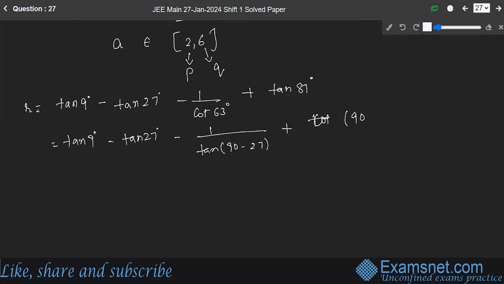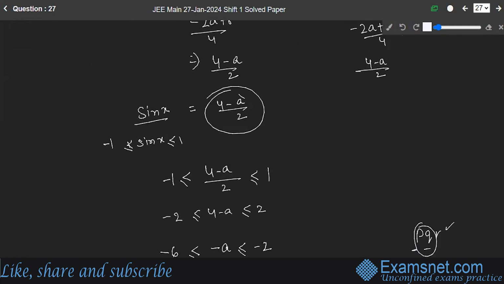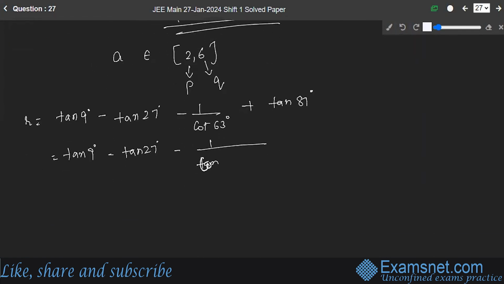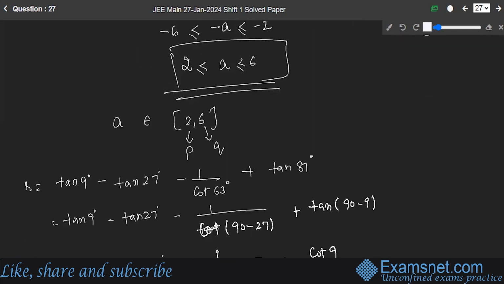So that was equal to, okay, so this is cotangent 90 minus 27 plus tangent 90 minus 9. Okay, now I've done it correct. So this is tangent 9 minus tangent 27 minus this will be tangent of 27 plus this will be cotangent of 9. This is equal to tangent 9 plus cotangent 9 minus tangent 27. This will be cotangent 27. Let's open it up.